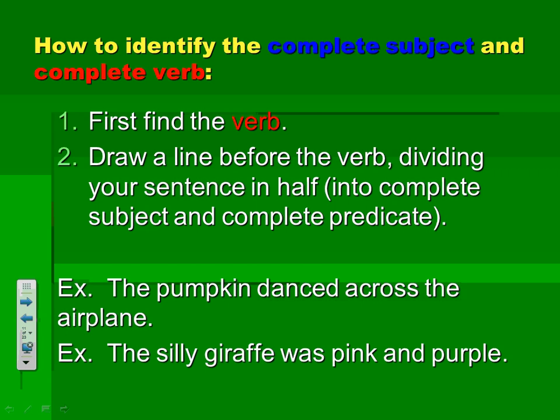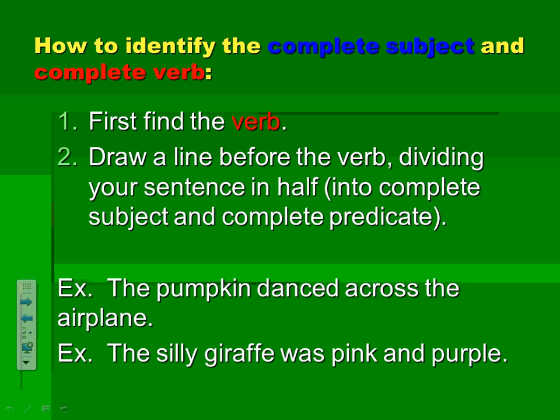These are the steps that you will follow to identify the complete subject and the complete predicate. First, always start by trying to locate your verb. That's generally the easiest place to start. Once you find your verb, step 2, you'll draw a line before the verb, dividing your sentence in half. This divides it into the complete subject and the complete predicate. So again, I am a visual person, so let's look at some examples. And even though these are nonsense sentences, we can still divide them easily.